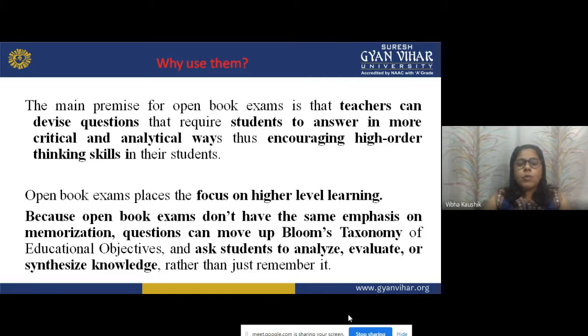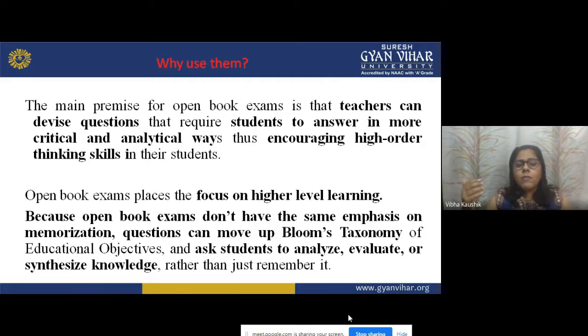The main premise of the open book exam is that the teacher can devise questions that require students to answer in a more critical and analytic way. Means when the teachers are framing questions for the open book exam, they are more focused on encouraging the students' critical and analytic thinking. It will encourage their critical and analytic thinking and also the higher order thinking skills.